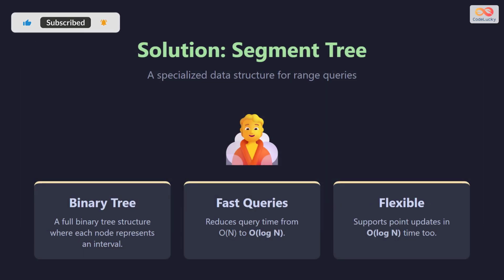To solve this faster, we use a segment tree. This is a binary tree where each node stores information about a specific interval of the array. The main advantage is speed. It allows us to perform queries in O(log n) time. It also handles updates efficiently, meaning we can change numbers in the array without rebuilding the entire structure.